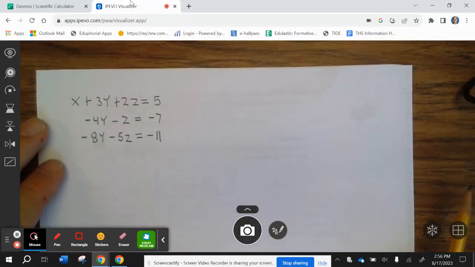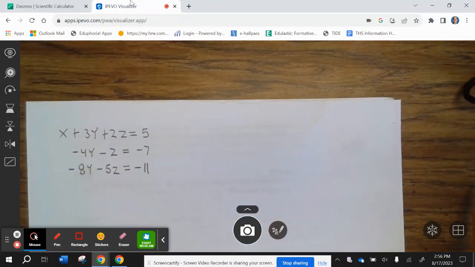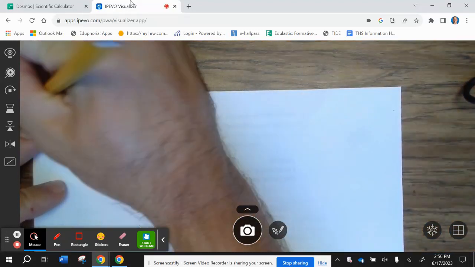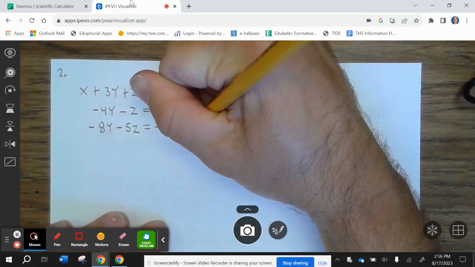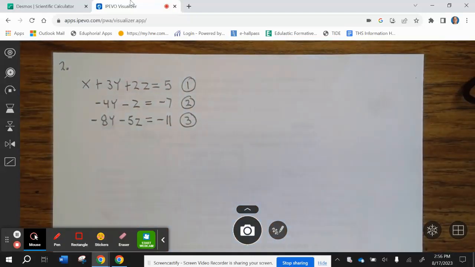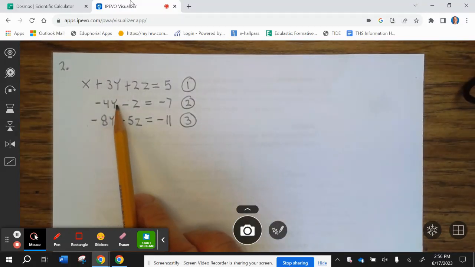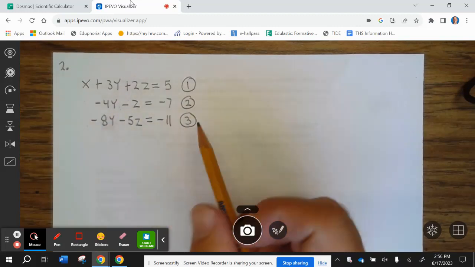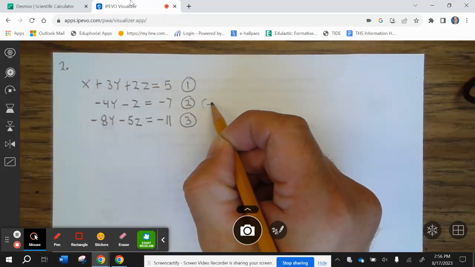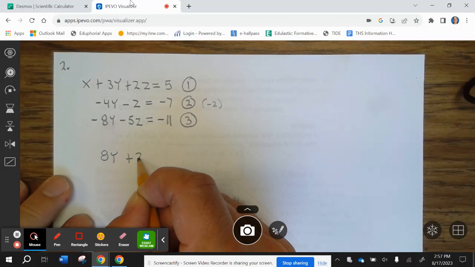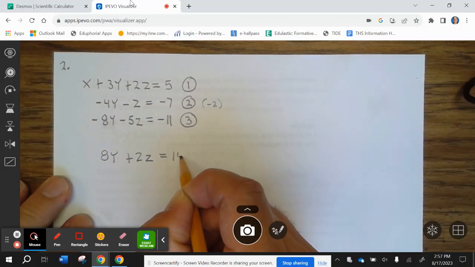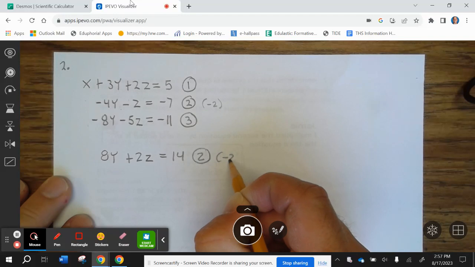Okay. I think this is question number 2. So let's call this equation 1, equation 2, equation 3. Now we're looking for things that eliminate. But wait, these two equations already have x eliminated, so we can use these equations. So let's multiply equation 2 by a negative 2. So that becomes 8y plus 2z equals 14, and that's equation 2 multiplied by negative 2.